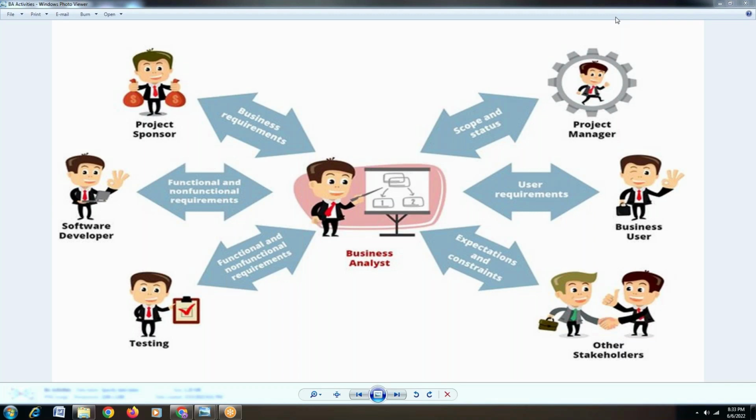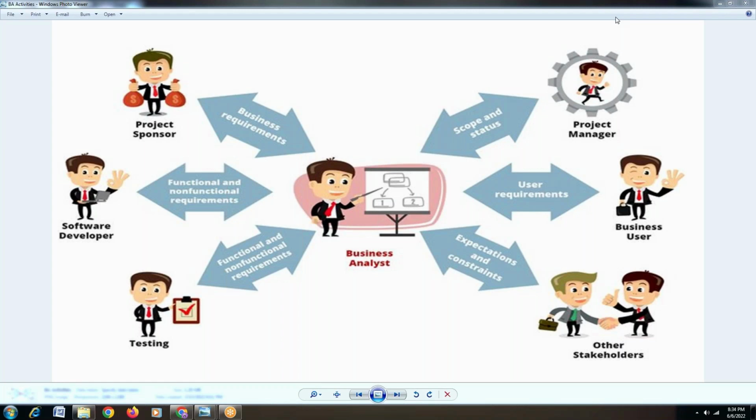Right. So this is all about the introduction part of BA, what I have discussed so far with you. At the same time, I have discussed even about the skill set which is required to become a business analyst. Followed by this, I have even discussed what are the activities we need to perform as a business analyst.